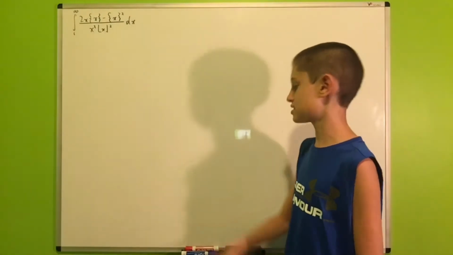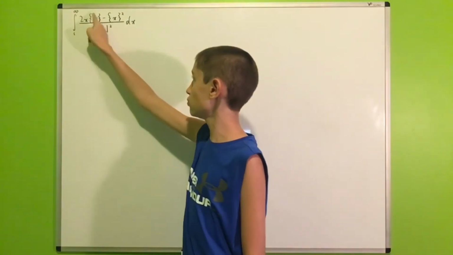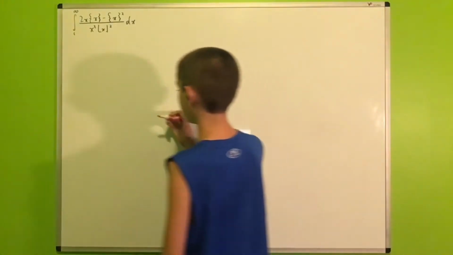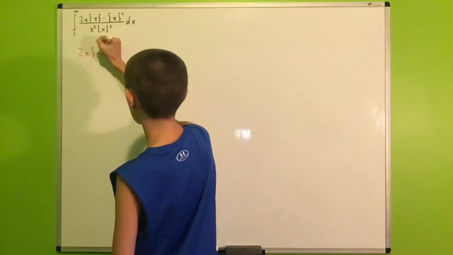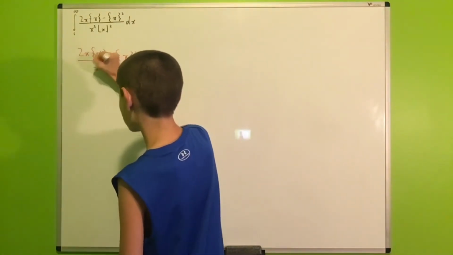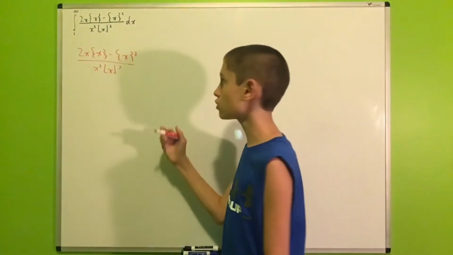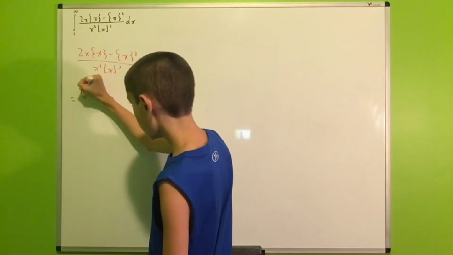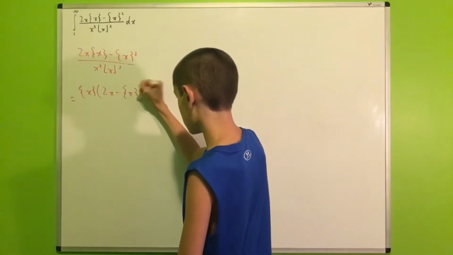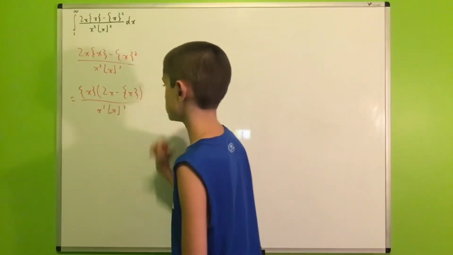So how can we evaluate this integral? Well, I would like to manipulate our integrand a tiny little bit to get rid of these fractional part functions, and here's how we are going to do it. So our integrand is (2x{x} - {x}²) / (x²⌊x⌋²). And now I would like to factor out a fractional part of x, so this will be {x}(2x - {x}) all over x²⌊x⌋².